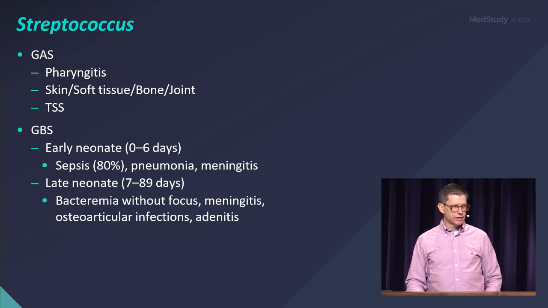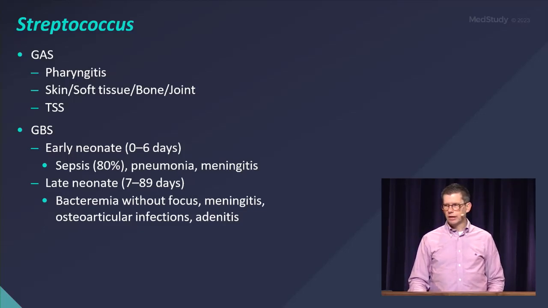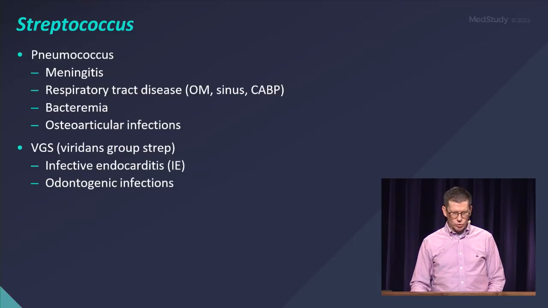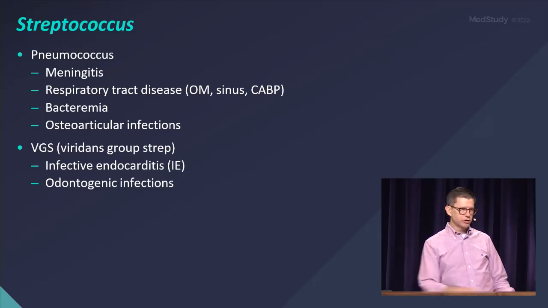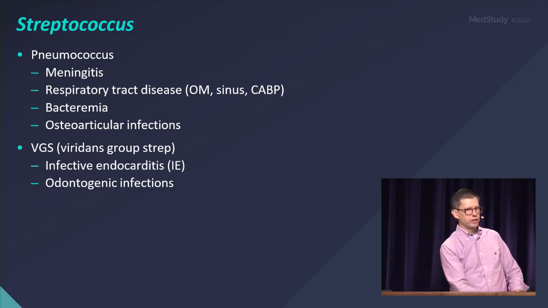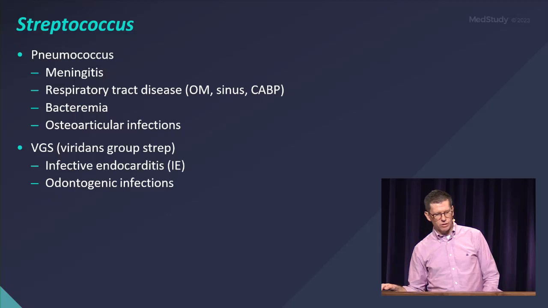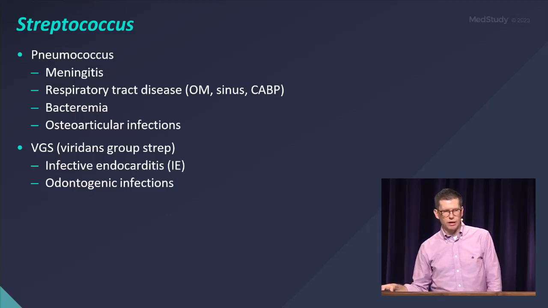So we talk about streptococcus. We've already gone over group A strep quite a bit earlier, and group B strep as well. Pneumococcal disease, or pneumococcus, is a very common cause of meningitis, and a very common cause of respiratory disease, not only otitis, but also sinus disease and lower respiratory tract infections. It can be a cause of bacteremia and osteoarticular infections.